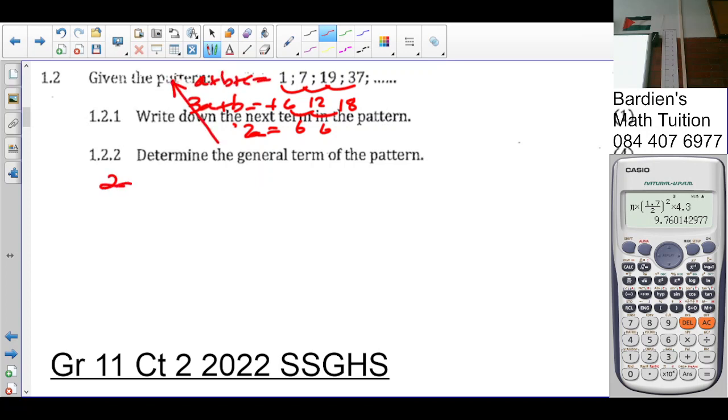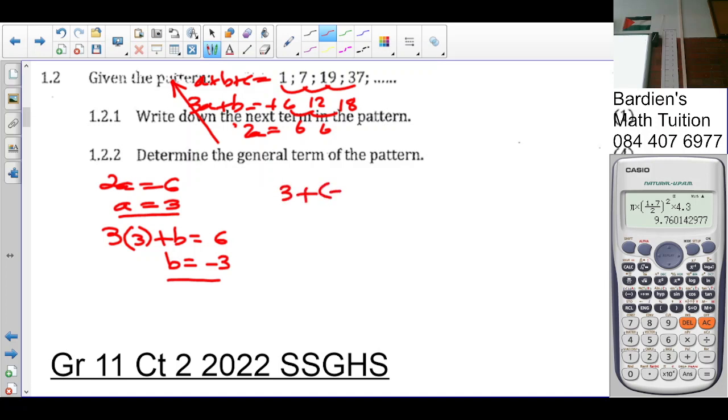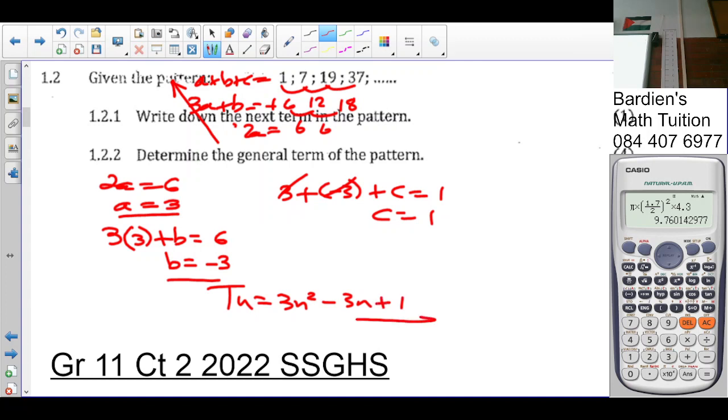Okay, so we have 2a is equal to 6, a is equal to 3. So 3a, which is 3, plus b is 6, b is equal to negative 3. So you got a, which is 3, plus b, which is negative 3, plus c is equal to 1. So c is equal to 1. So Tn is equal to 3n squared minus 3n plus 1. 3 times 4 squared minus 3 times 4 plus 1, which gives me an answer of 37.